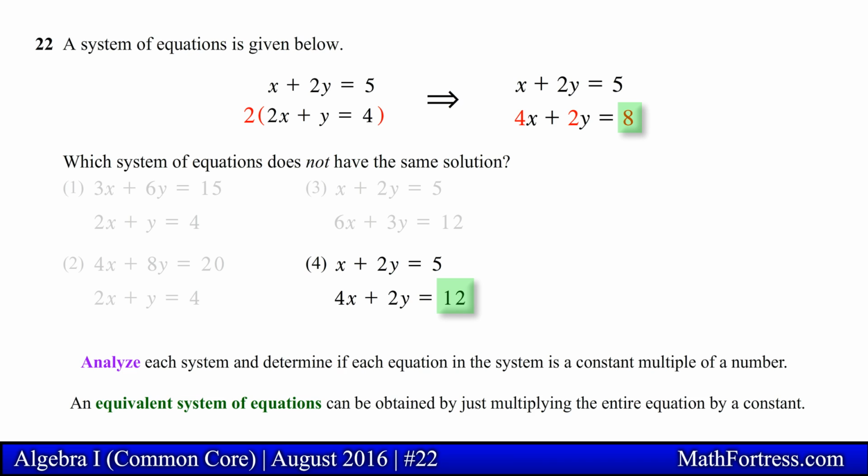Since this equation cannot be obtained by multiplying the second equation of the original system by a single constant, we can conclude that this system will not have the same solution as the original system. So option 4 is our final answer.